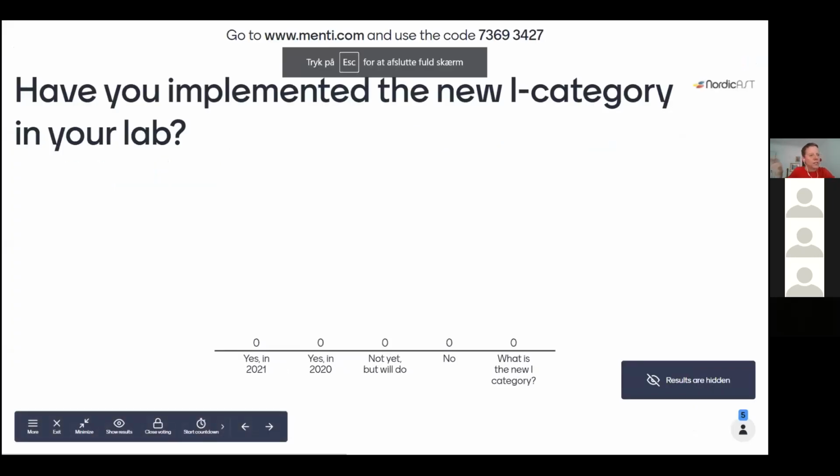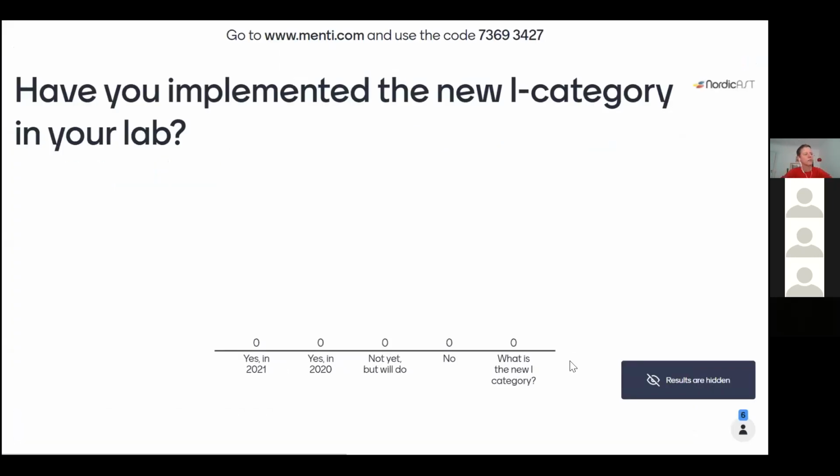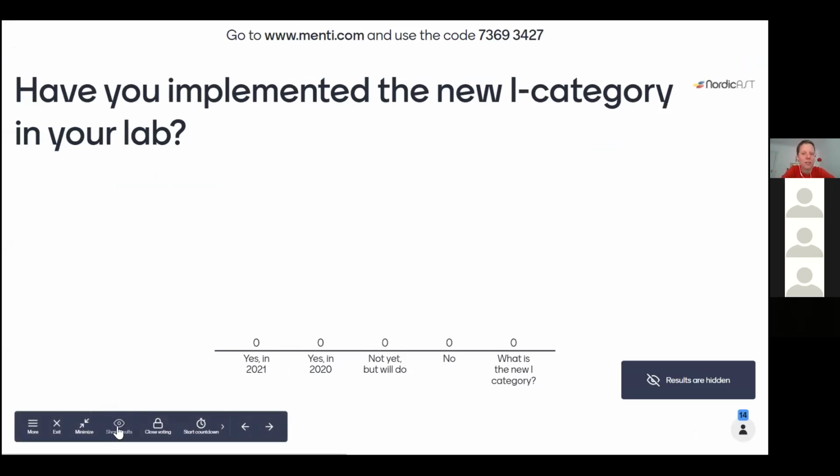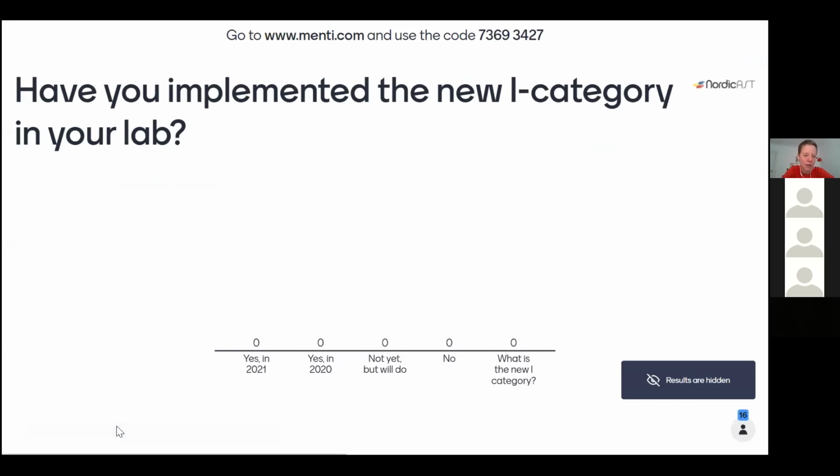So the first question is an easy one, if you're orientated in time and space. The question is, have you implemented the new I category in your lab? And you can choose yes in 2021 or yes in 2020, or not yet, but you are going to, or you have not and will not implement. And if you don't know what the new I category is, then you may choose option 5.